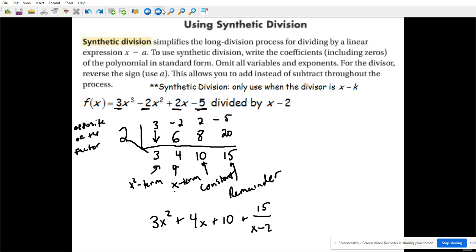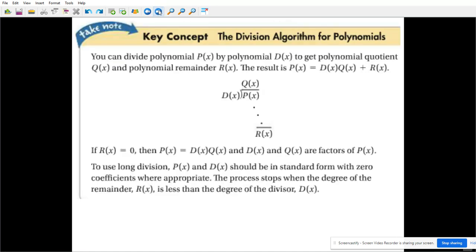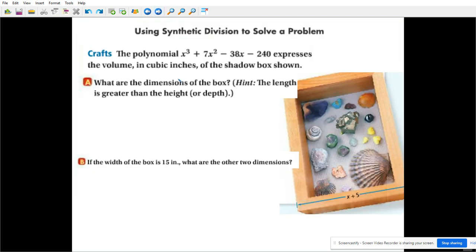It's really important because of what we're about to talk about. Anytime I get a remainder of 0, that means whatever I divided by is a factor. Let's take a look at this again, and this is basically what it is saying. Now, we can only do this with linear factors. So I've got a polynomial here that says, what are the dimensions of the box? I want you to use synthetic division. So I've got an x plus 5 here, and here's what I'm dividing by.